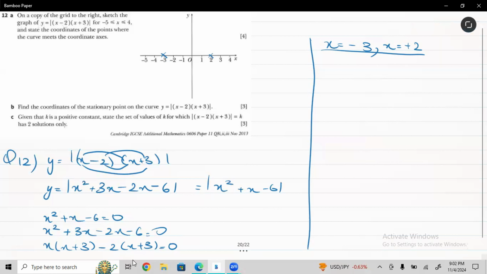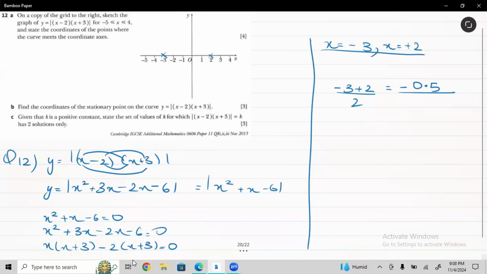You can do it in an easier way. We have the two intersection points of x. We know that the maximum or minimum point, the stationary point itself, occurs at the midpoint of the two x values. So when x equals negative 3 and 2, we find the midpoint: negative 3 plus 2, divided by 2, which is negative 1 upon 2, which is negative 0.5. And that's it.